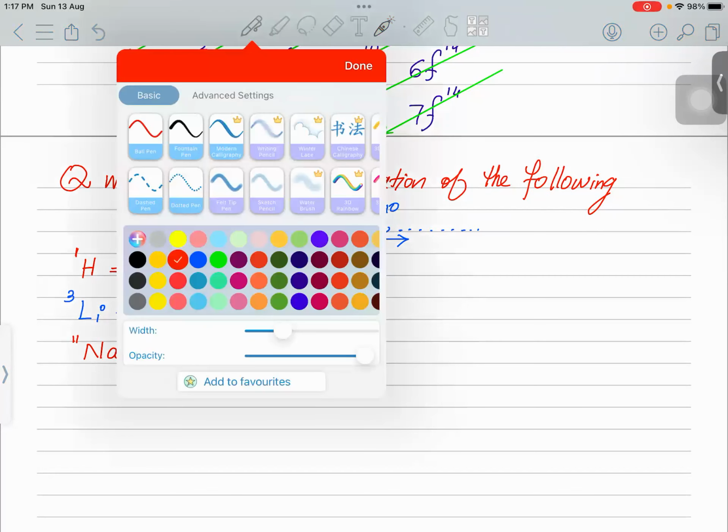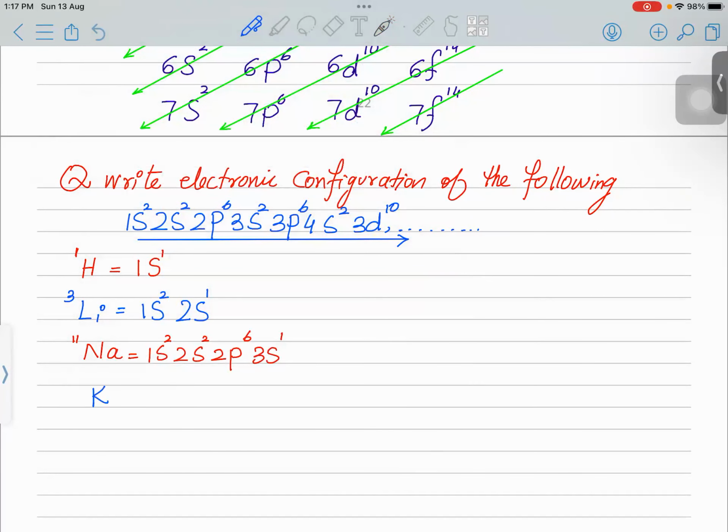Now next is potassium. Potassium is 19. Now try it again. Okay, I'll try. 1s2, and 2s2, very good, and 2p6. So 9 electrons are left, because potassium is 19.